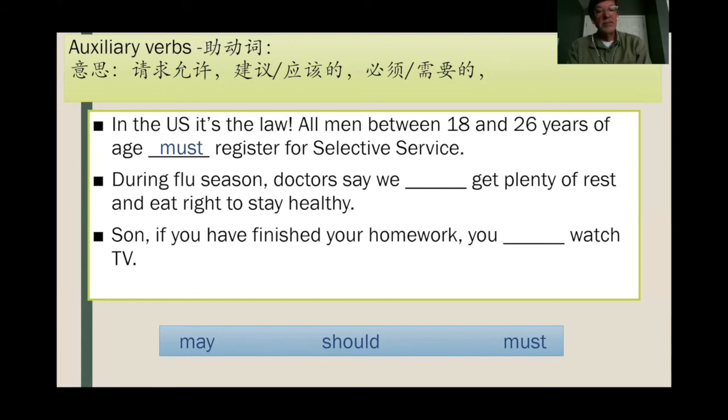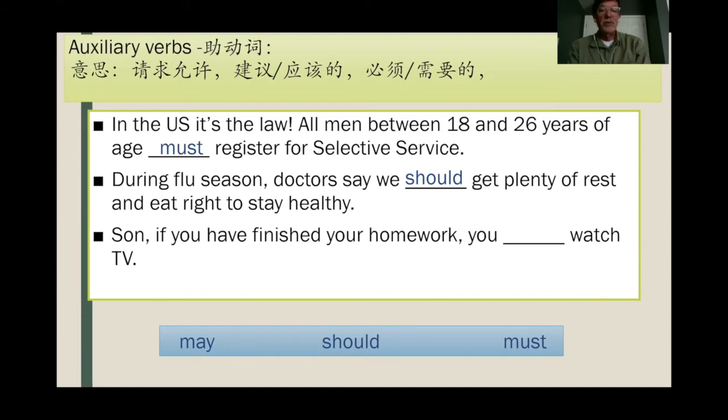During flu season, doctors say we blank get plenty of rest and eat right to stay healthy. May, no. Should, that would work. We should get plenty of rest, or must get plenty of rest. I would say should. It's should.